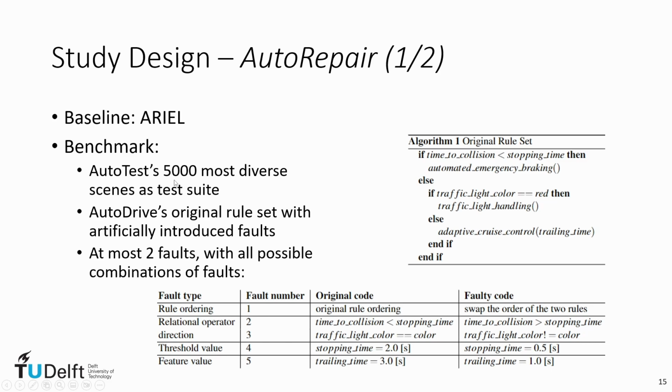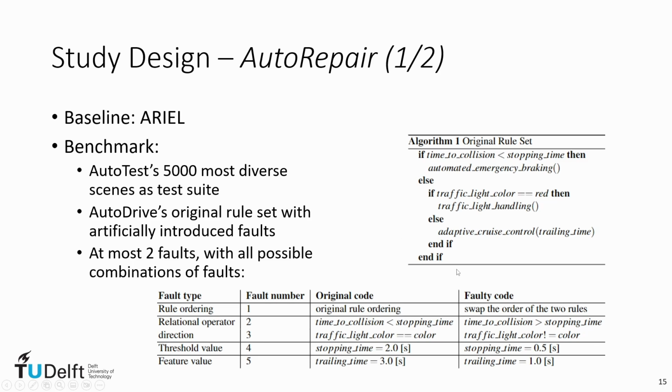So we're going to be using the 5,000 most diverse scenes as a test suite. And these scenes are the result of this scene prioritization, which I talked about previously. And we're going to take AutoDrive's original rule set, and we're going to artificially introduce faults.